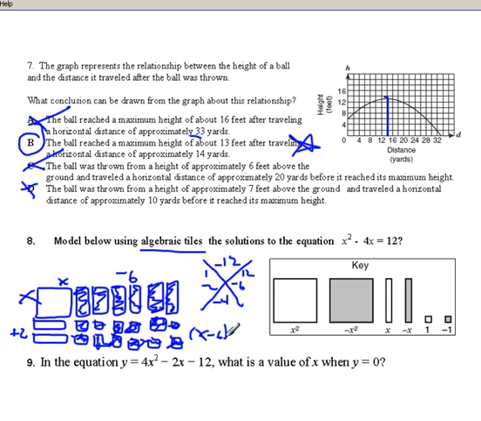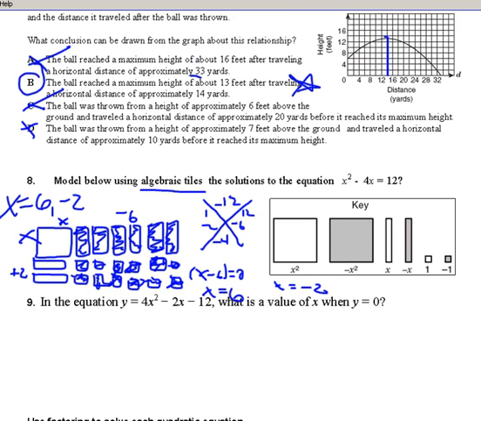So we have x minus 6 equals 0. So our x would equal 6. And then the other one would be x plus 2 equals 0. So x would equal negative 2. So our answer to this one is x equals 6, x equals negative 2.